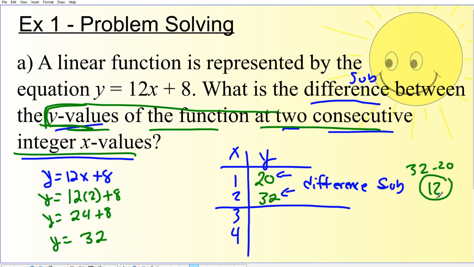And by the way, it's not a coincidence that that is the slope. The slope of the line is going to be the difference between the y values when the x values are following a pattern.